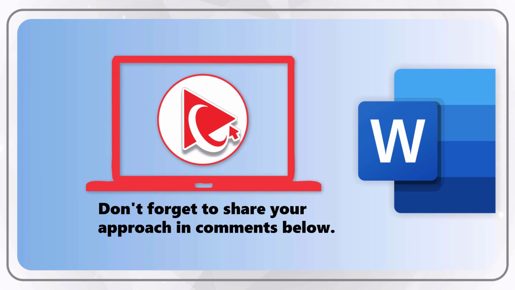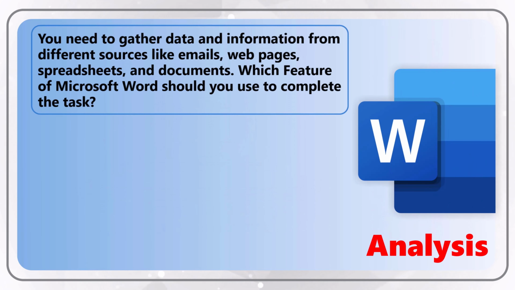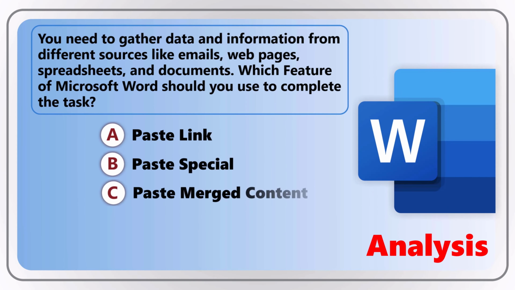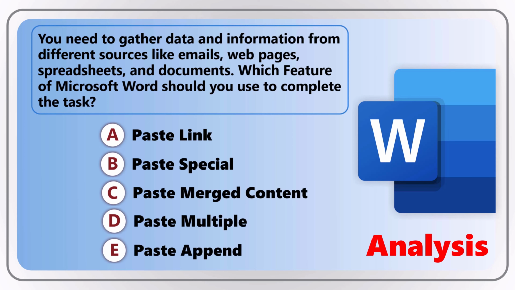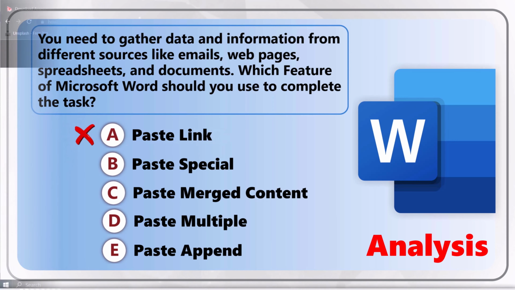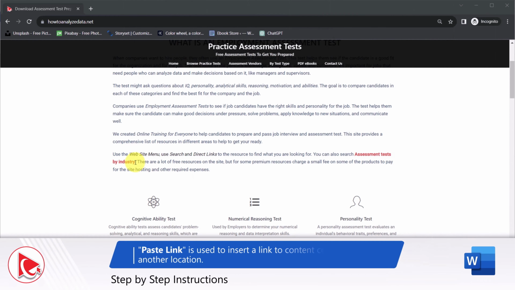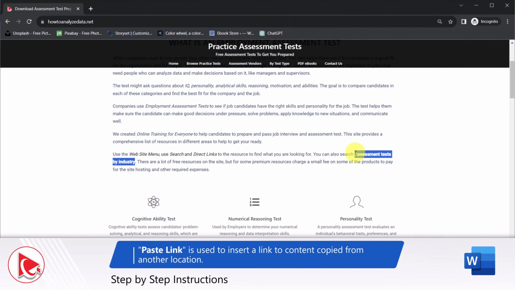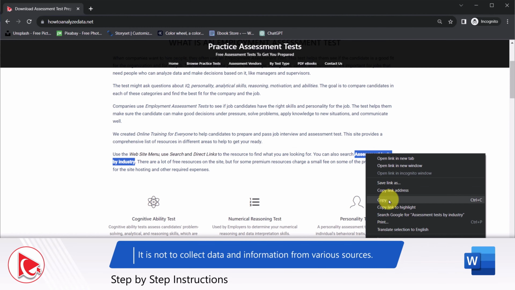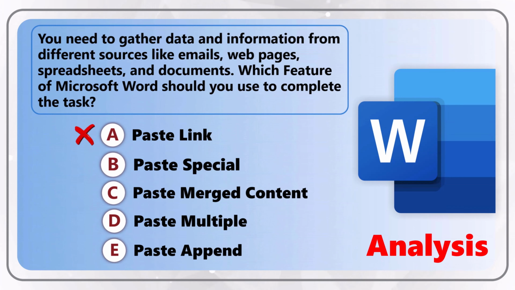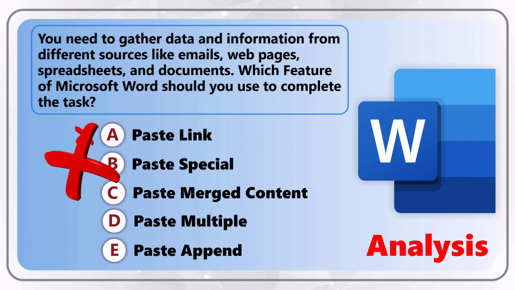Let's reveal the solution now. And as usual, to find the right solution, we will assess each answer choice that has been presented. Let's start with the first choice on the list. As you might have guessed, choice A, paste link, is incorrect. Paste link is used to insert a link to content copied from another location, not to collect the data and information from various sources. Choice B, paste special, is also incorrect.